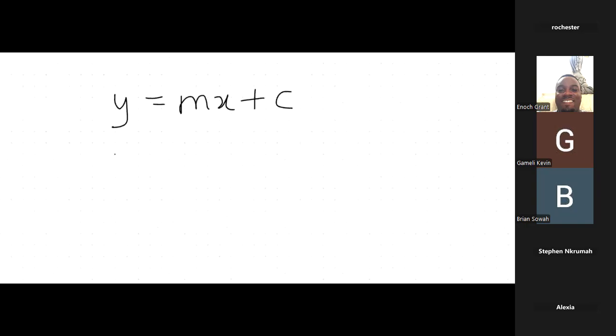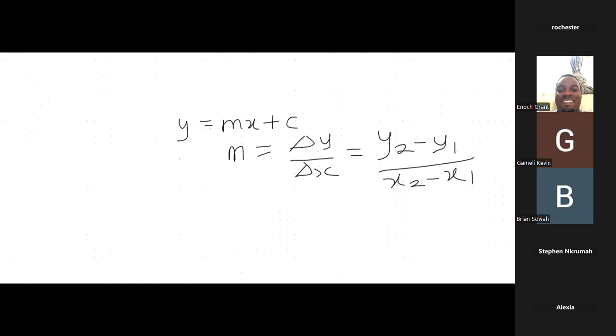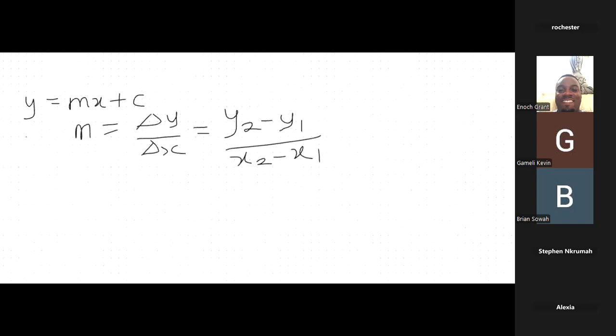So our gradient here, m, is giving us what? Delta y over delta x, which is also giving us y2 minus y1 all over x2 minus x1. Good. So now that we have that, y2 minus y1 all over x2 minus x1.